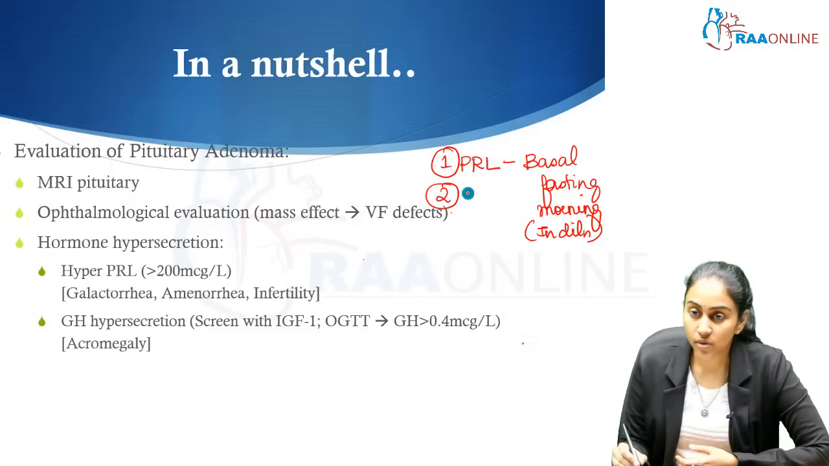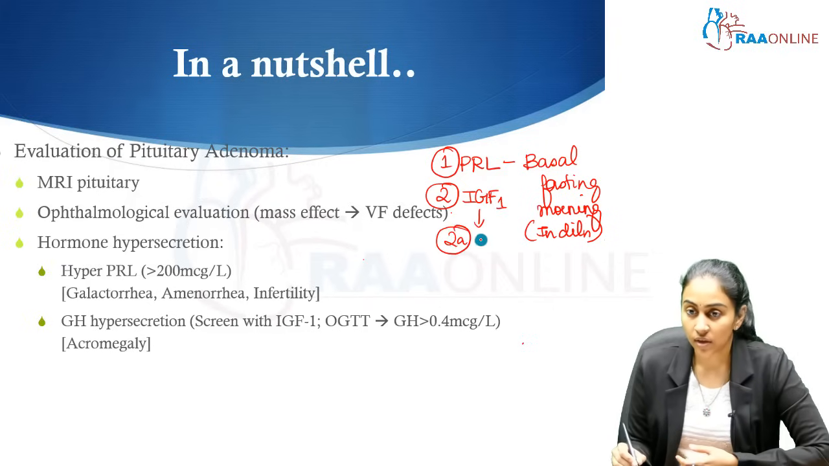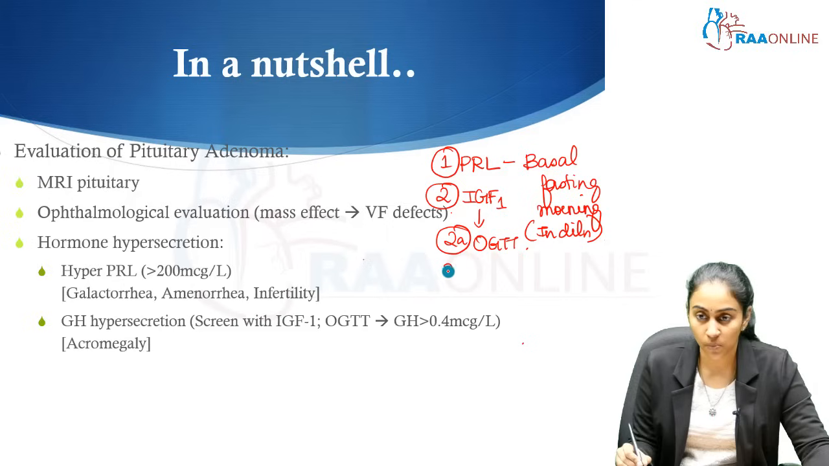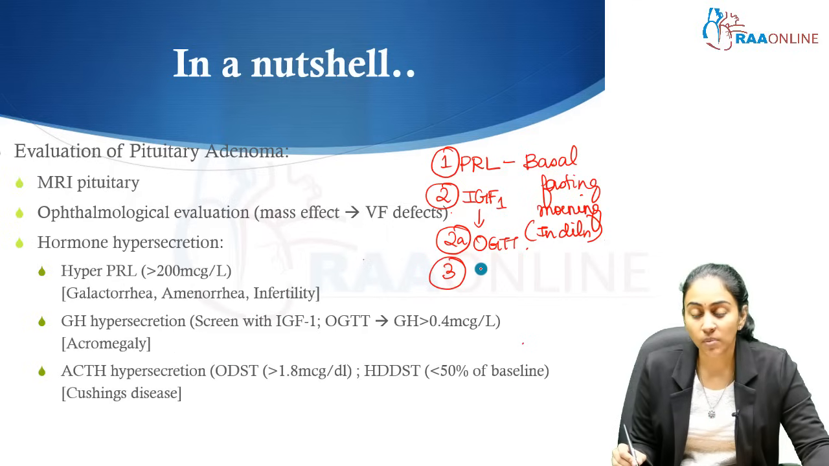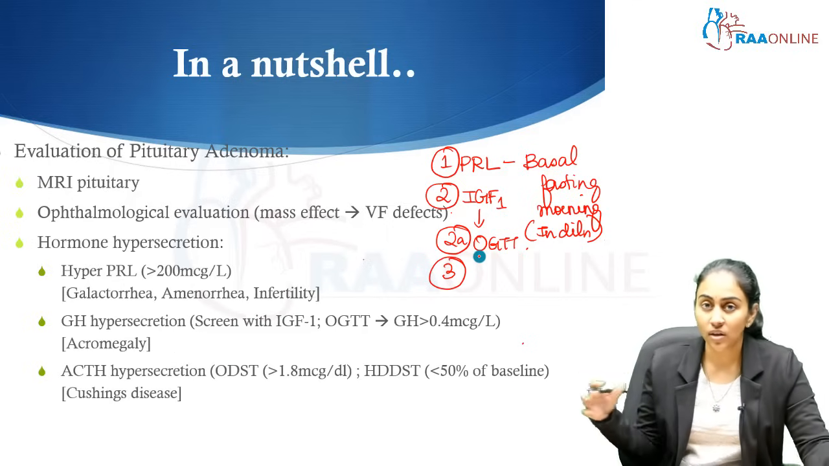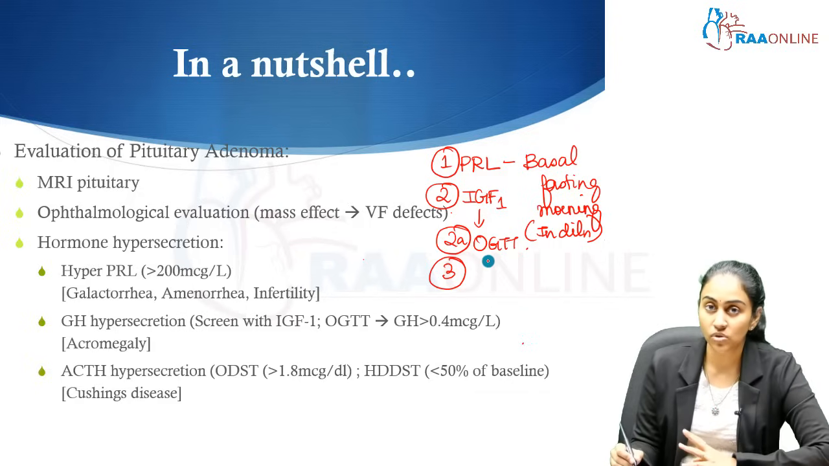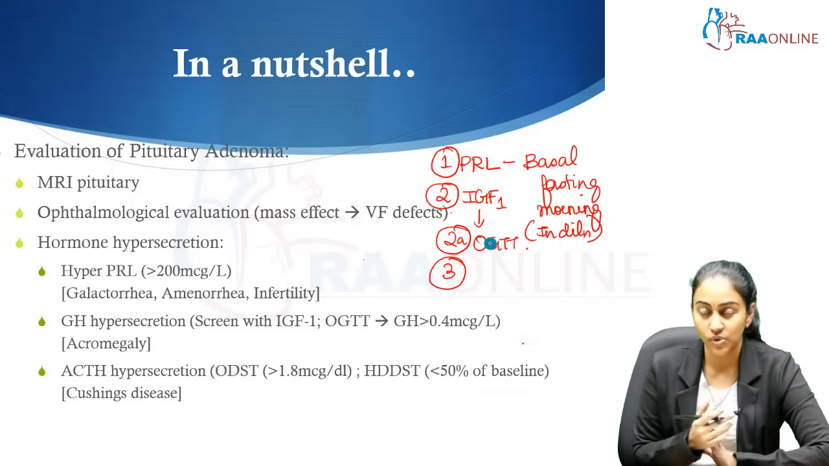So, second test is going to be an IGF-1. If IGF-1 levels are elevated, we will follow it up with an oral glucose tolerance test. On the oral glucose tolerance test, if the growth hormone is not suppressed below 0.4, then that tells you there is acromegaly. Then ACTH hypersecretion, we went through the whole algorithm of Cushing's. You start off with the 8 AM cortisol to see whether it is endogenous or exogenous Cushing's.